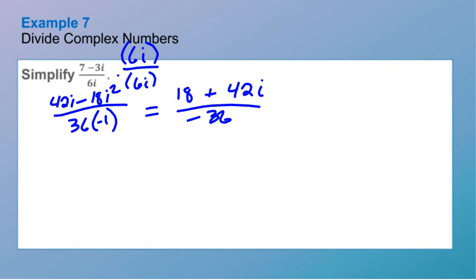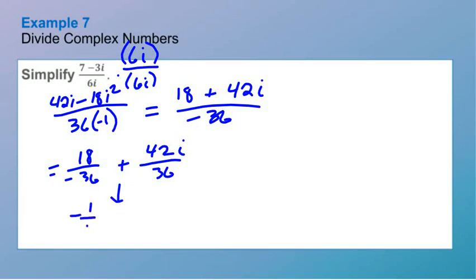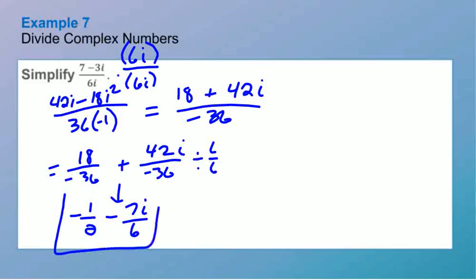Simplify that, and we would have 18 all over negative 36 plus 42i over 36, and I can simplify that further. This would give us negative 1/2 minus, I can divide this by 6, and that would give us 7i all over 6. And so this would be our solution. That's our lesson on complex numbers.